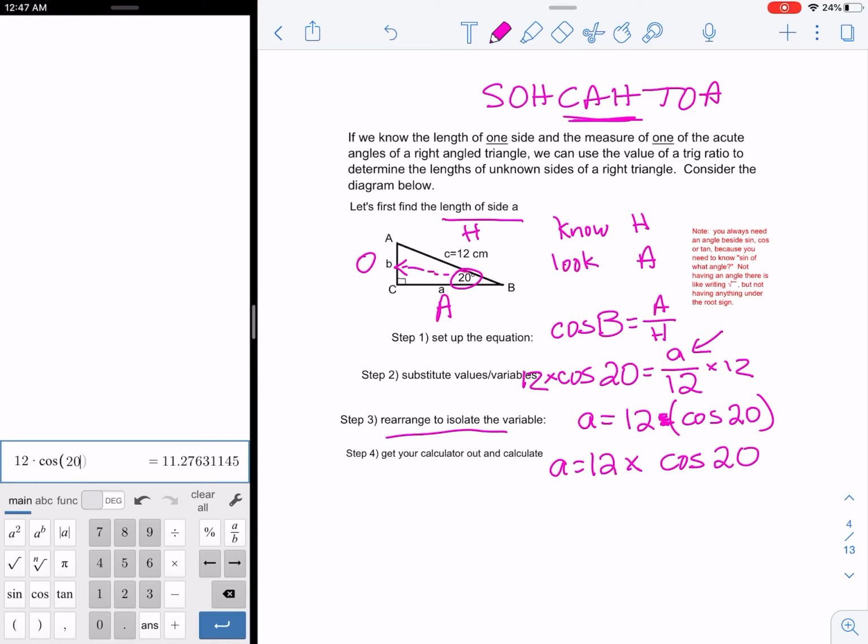And my calculator says that that answer is 11.27. And this will be in centimeters. If you have a one-line display calculator, you'll have to type it in like this: 12 times 20 cos, and then hit the equal sign. Okay?